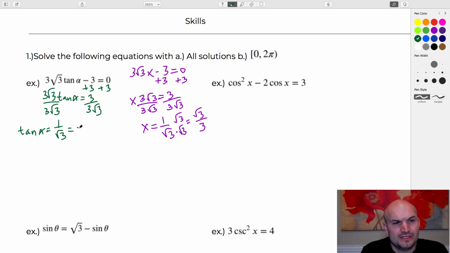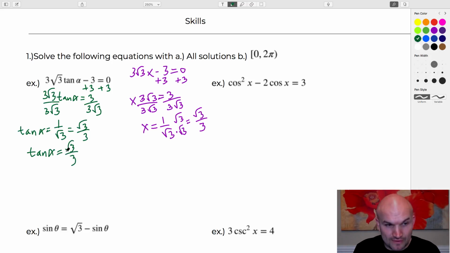And then we know that's equal to the square root of 3 over 3. Okay, so basically we have an equation: tangent of alpha is equal to the square root of 3 over 3. What values of alpha, or the tangent of what angle, is equal to the square root of 3 over 3?